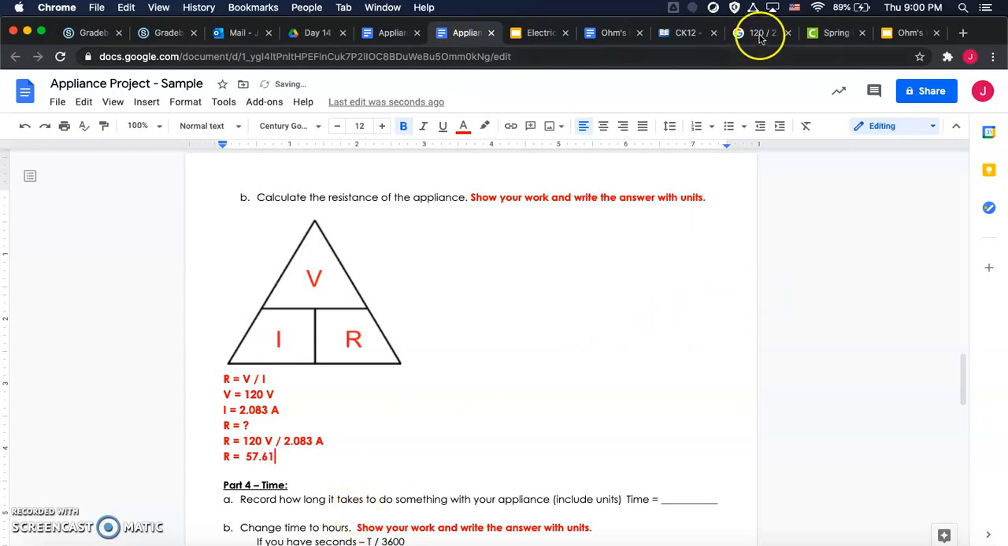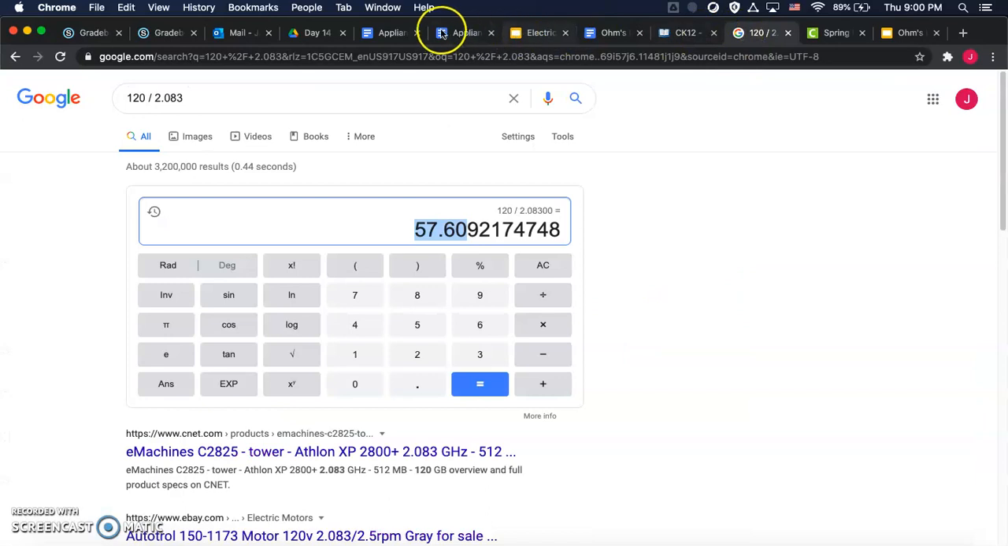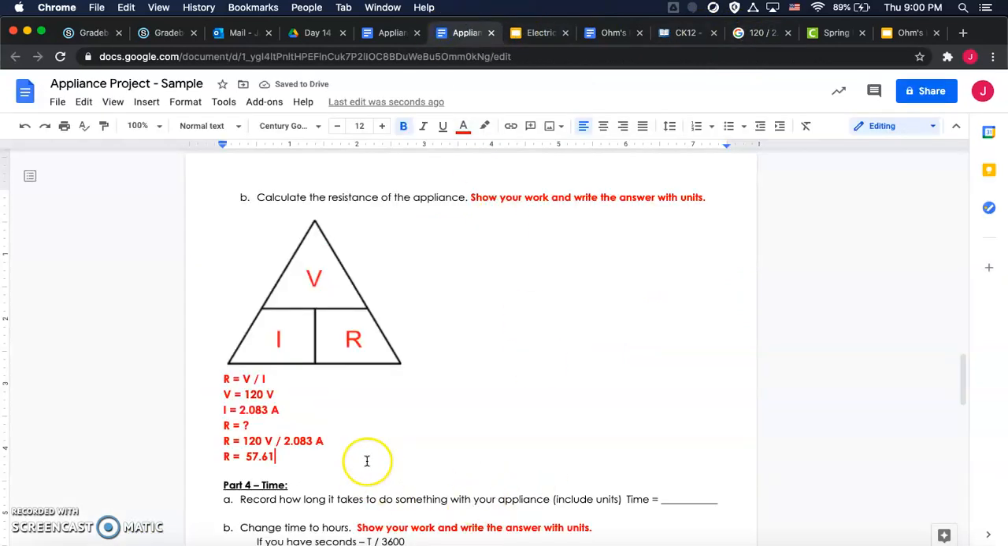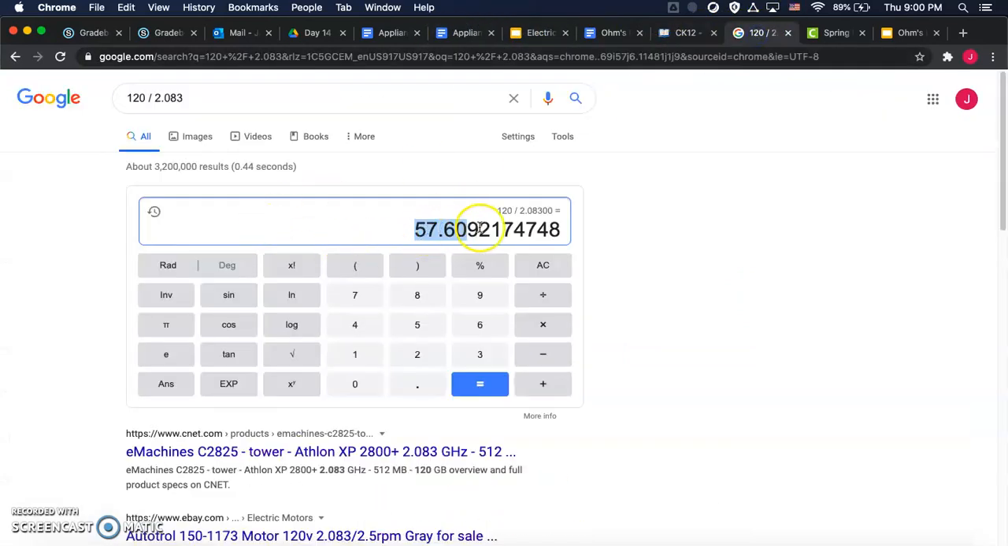57.61, is that what it was? Yep, 57.61. And again, it's one because the 9 rounds the 0 up to a 1. So whatever number you're taking, you take one digit afterwards, and if it's 5 or higher, you round up. So because that's a 9, we're going to round that 0 right here up to a 1.